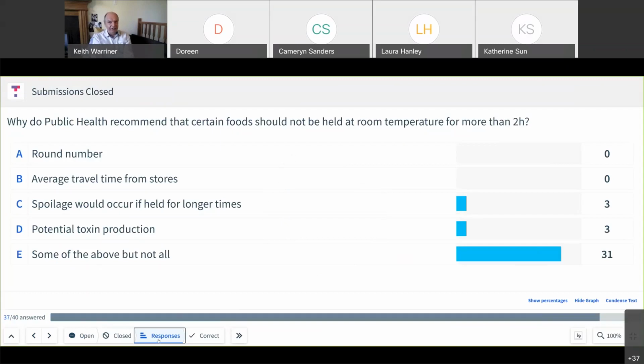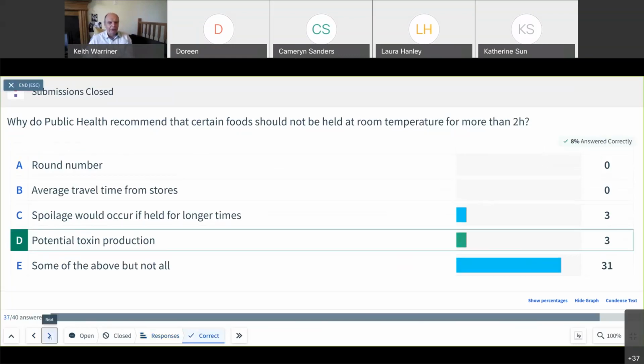Now, the reality is very different, but reality and fact are two totally different things most of the time. I'm surprised no one said round number, because you could believe it, to be honest. But you're right. It is potential for toxin production. We'll talk about that in a later unit when we get to the pathogens.